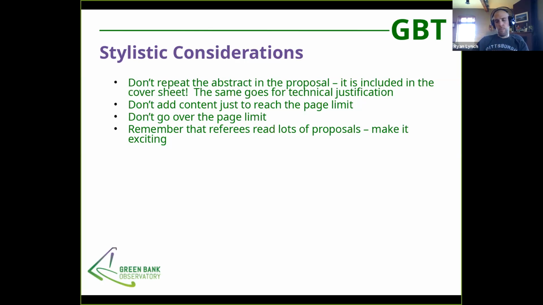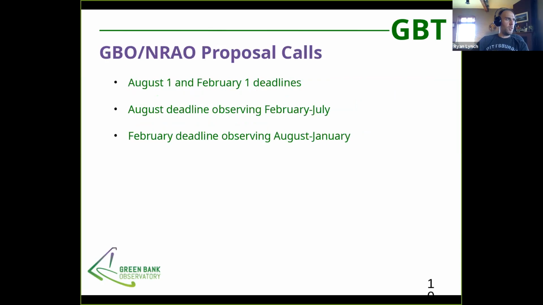And yeah, try and excite your referees. We do have to read a lot of proposals, and you want yours to stand out. So as I said, the deadlines for proposals are August 1st and February 1st. This is true for GBO and NRAO, so we operate our proposal system jointly.